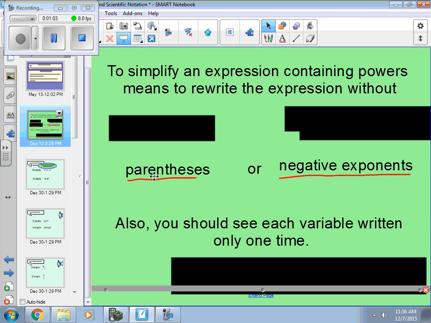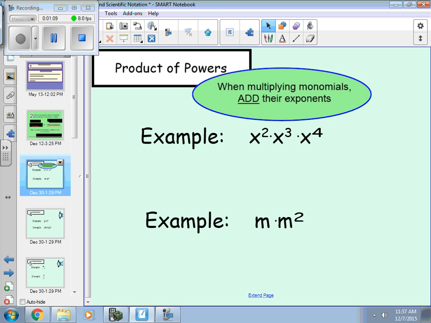All right, so some different things that you should be able to do here: anytime you are doing a product of powers, that means you are multiplying monomials. You want to add together their exponents. The reason is, if we're multiplying x squared times x to the third times x to the fourth, x squared means you're multiplying two x's. X to the third means you're multiplying three x's. X to the fourth means you're doing repeated multiplication. You've got four x's. Total here, that means we've got 1, 2, 3, 4, 5, 6, 7, 8, 9 x's. So this is equal to x to the ninth power.